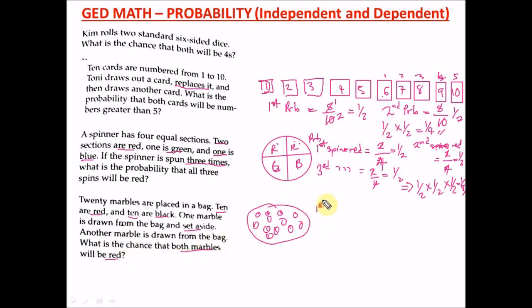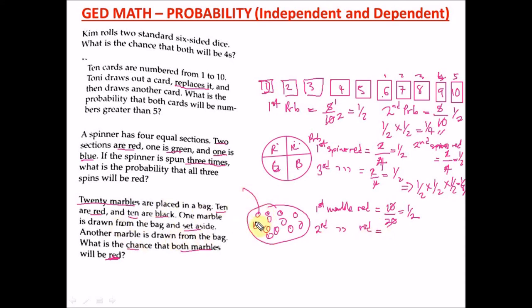So the probability of the first marble being red will be equal to, what is our total possible outcome here? It is 20. And what would be our favorable outcome? Our question is asking us for the chance that both marbles will be red. So for the first one being red, what's the total red marbles we have? We have 10 red marbles, so we have 10/20. When we reduce this, we're going to have 1/2.